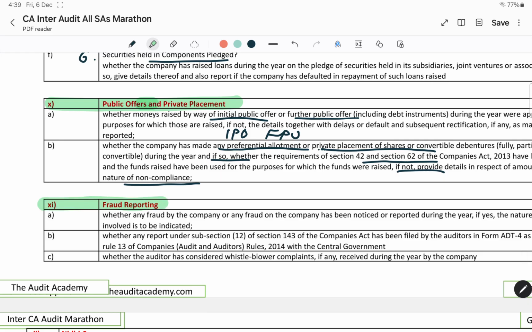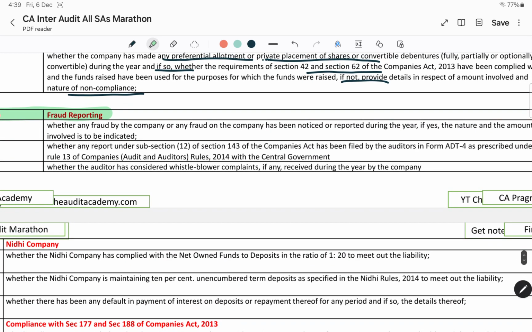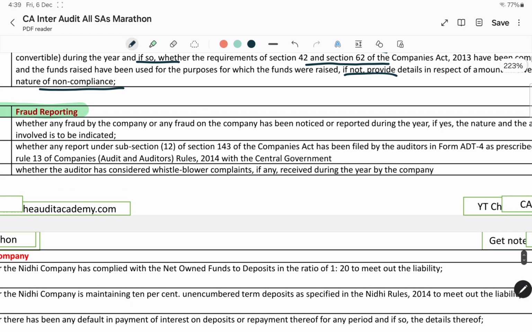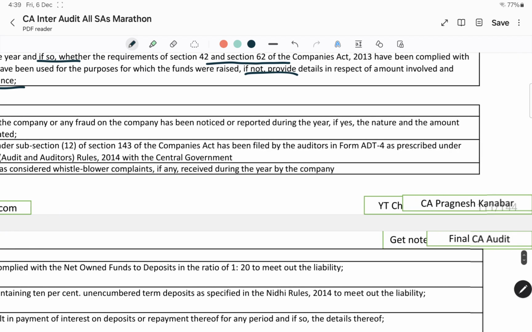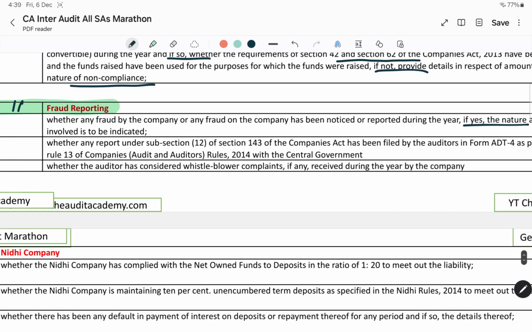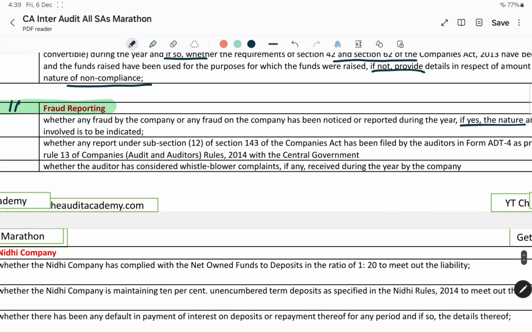Clause 11 of the Caro report, fraud reporting. In that, clause 11, and this is a clause 12. Clause 11, fraud reporting. Whether any fraud by the company or any fraud on the company has been noticed or reported during the year. If yes, the nature and the amount involved is to be indicated.